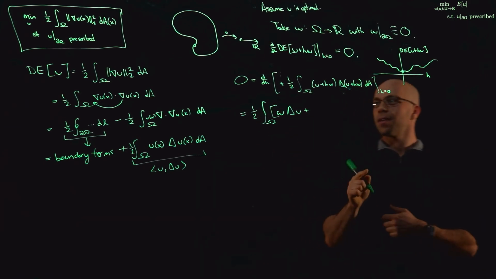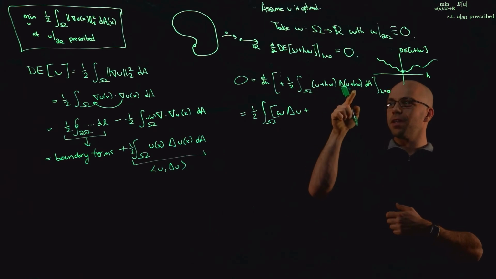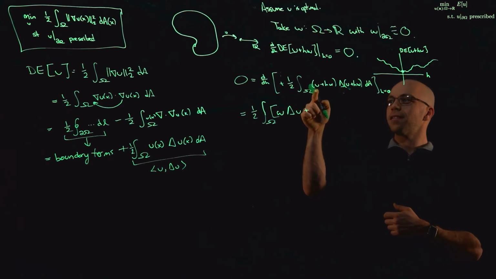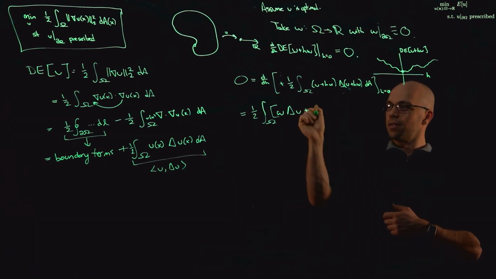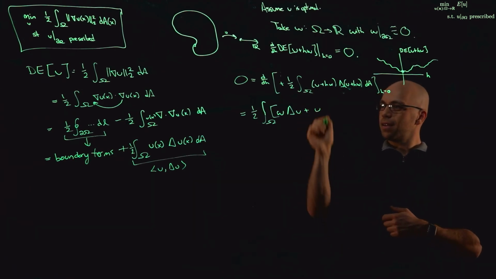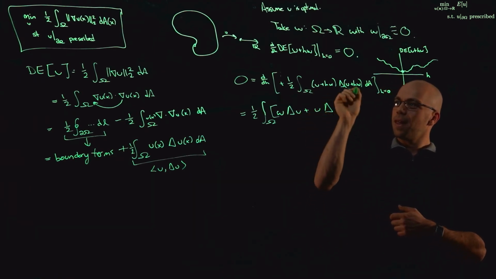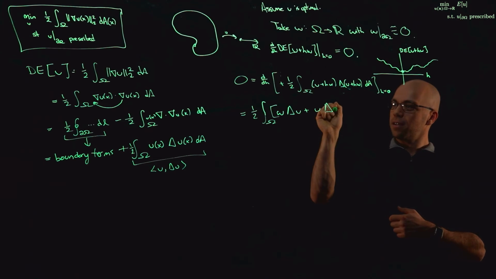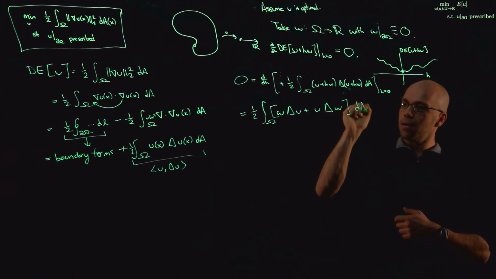Plus, okay, so now we have to do our product rule the other way. So we're going to get u plus hw evaluated at h equals 0. So that's just u times Laplacian of this thing, derivative with respect to h. So that's w, like that, dA.